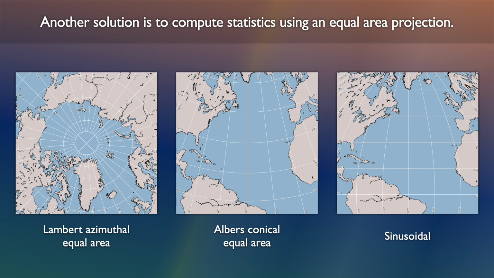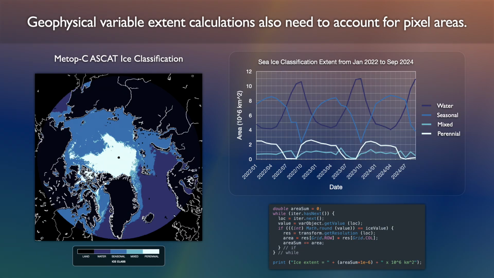However, reprojecting your data isn't always practical. So now that we have some practice in thinking about pixel areas, we can also apply this knowledge to sea ice extent calculations. The plot on the left shows ice classification data in the Arctic Ocean from the METOP-C satellite. And the ice is broken down into seasonal, mixed, or perennial ice. The data is distributed in a polar stereographic projection by the data provider.